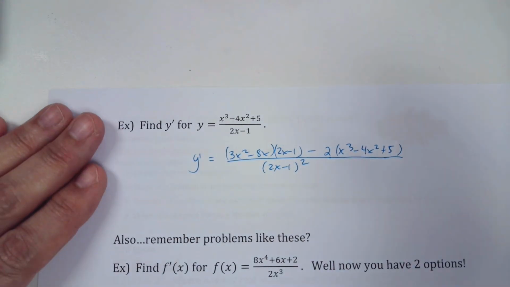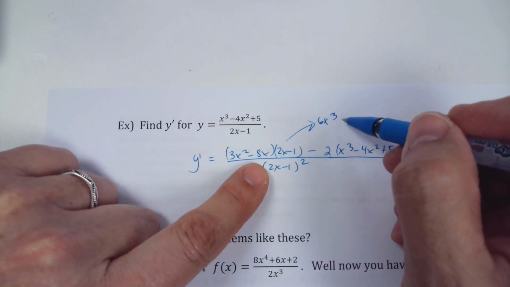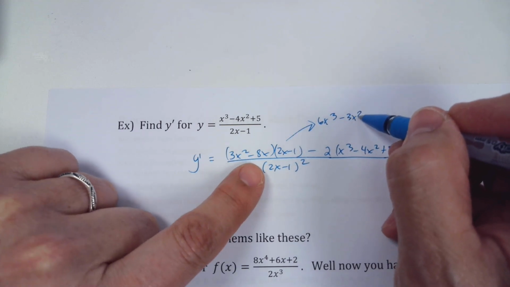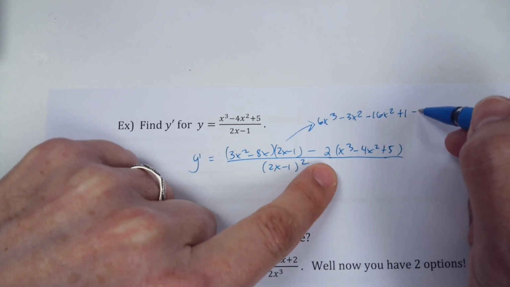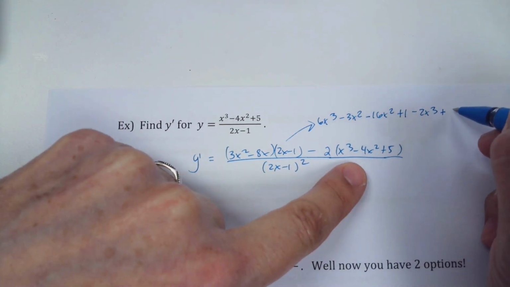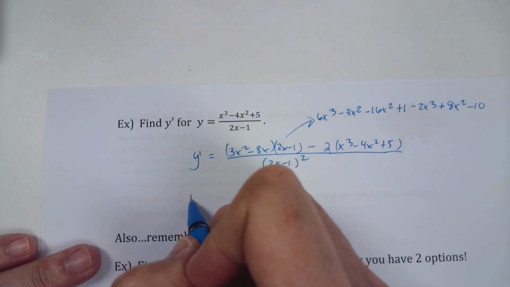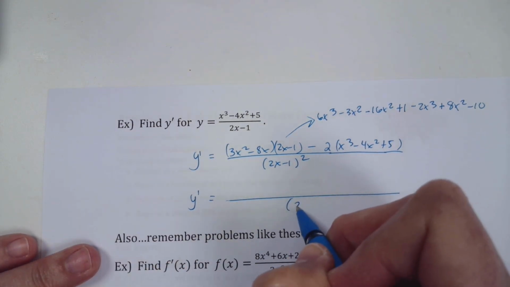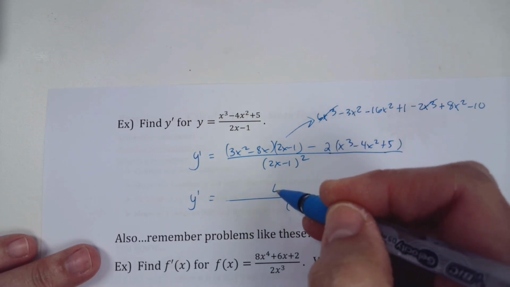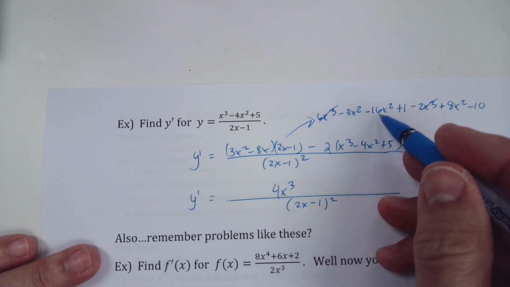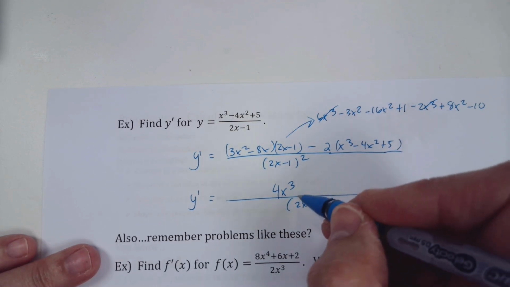So like I said, this is just going to be a little bit annoying, so I'm just going to work this out over here. I get 6x to the third minus 3x squared minus 16x squared plus 1, right? And here minus 2x to the third plus 8x squared minus 10. All right, so let's clean that up for our answer. Put my denominator back. All right, so 6x to the third minus 2x to the third, so we got 4x to the third. Negative 3x squared, so it's negative 19 plus 8. So it's negative 11x squared.